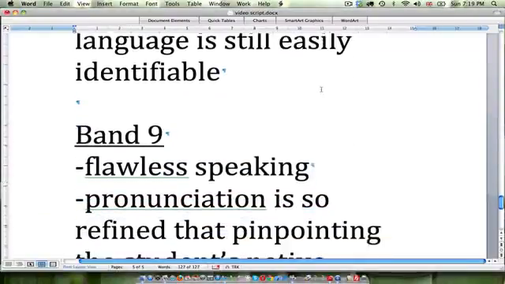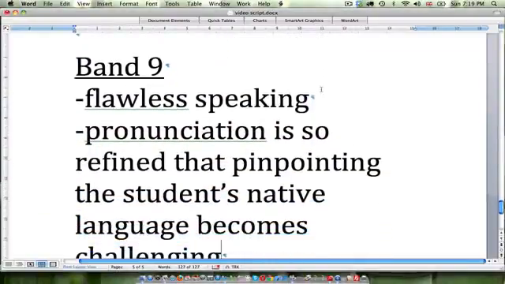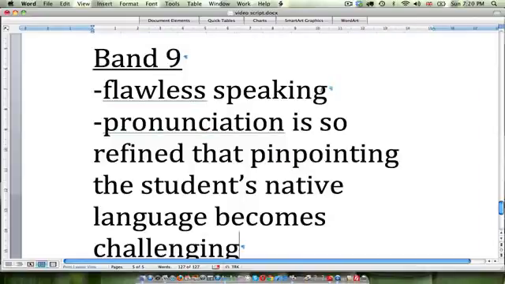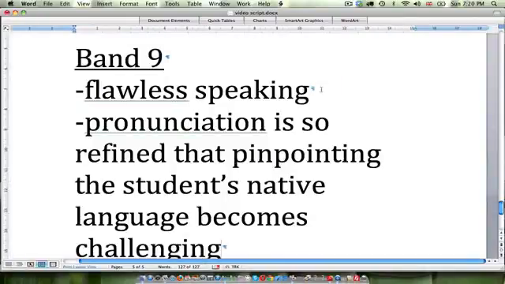And at the Band 9 level, the student's speaking is flawless. Their pauses are completely natural. Their speaking could be compared directly to a native English speaker in many of the different areas, so grammar, vocabulary, all of these areas. As I pointed out before, the pronunciation of a Band 9 student is so refined that pinpointing a student's native language becomes more challenging. It can still be done, but it's just that much harder.